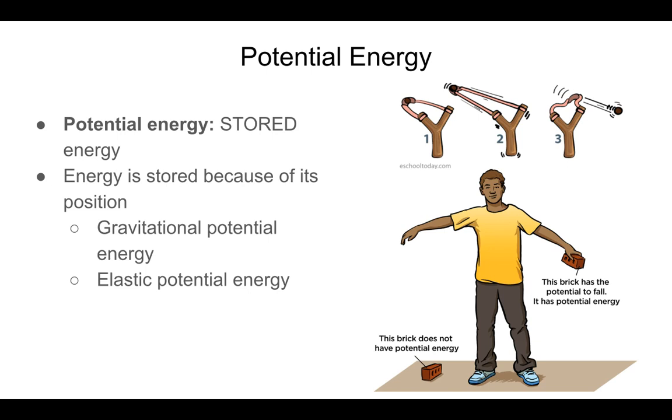We also have elastic potential energy. Now, with the slingshot at the very top right here, when this is pulled back, it's then in a different position compared to its original position. So it has stored energy in there because of its position. Then, when it's let go, that object flies forward because the energy is converted from elastic potential to kinetic. But we'll talk more about that later. So that's elastic potential energy from elastic materials.